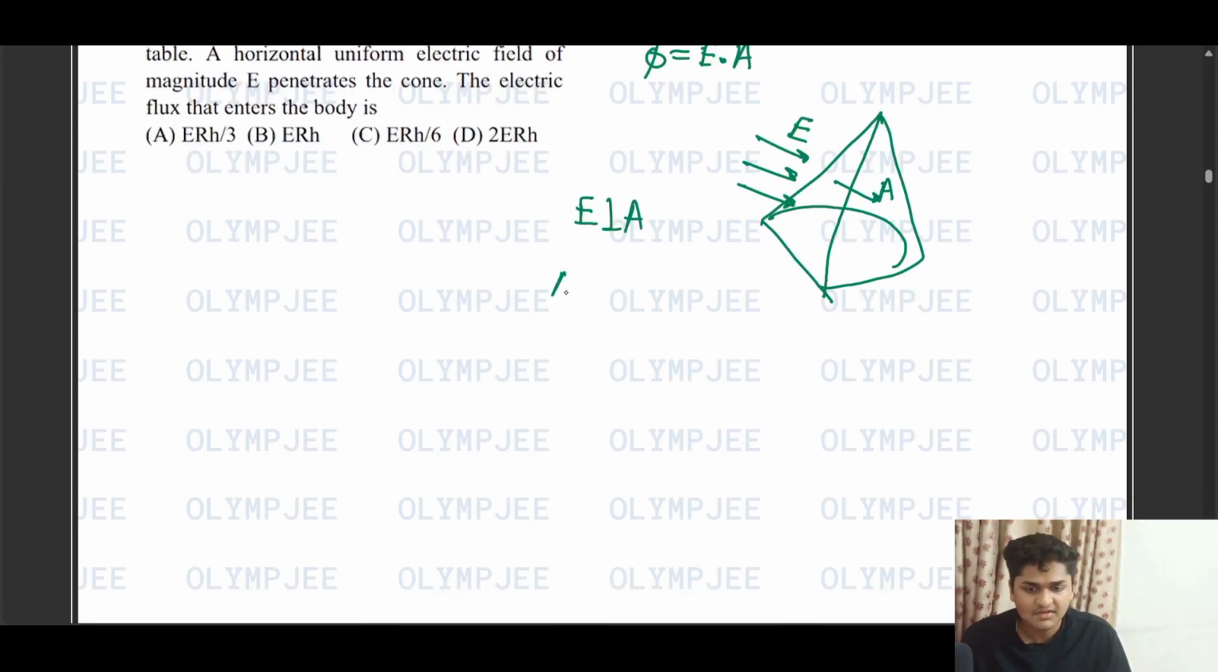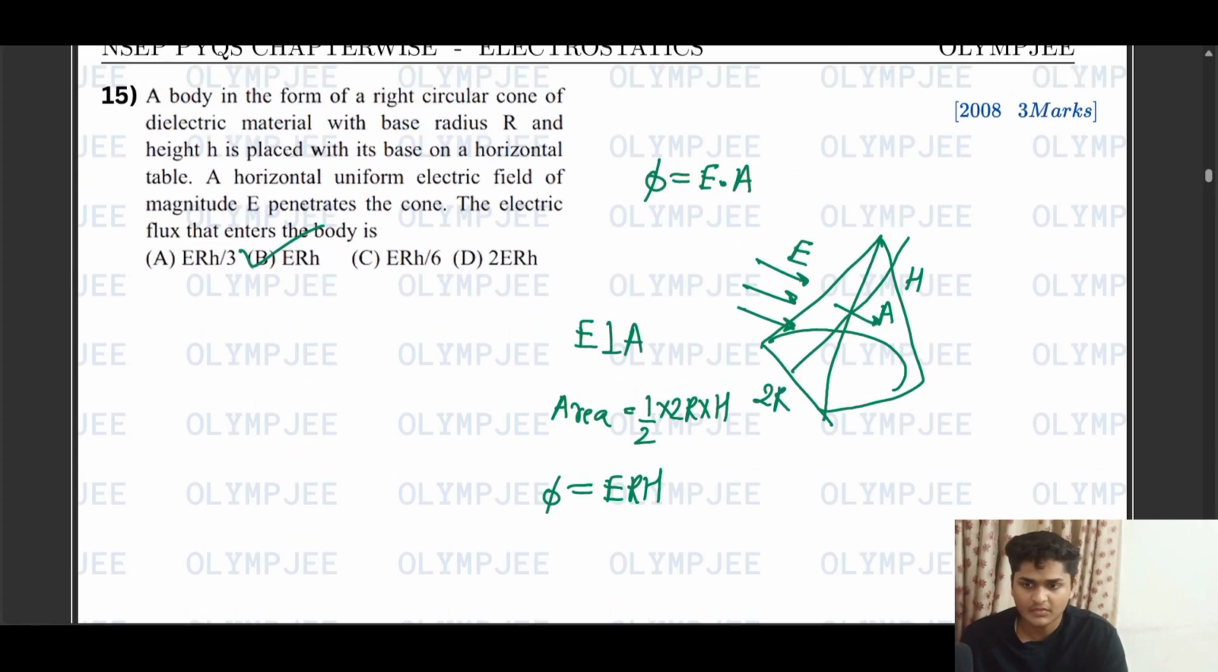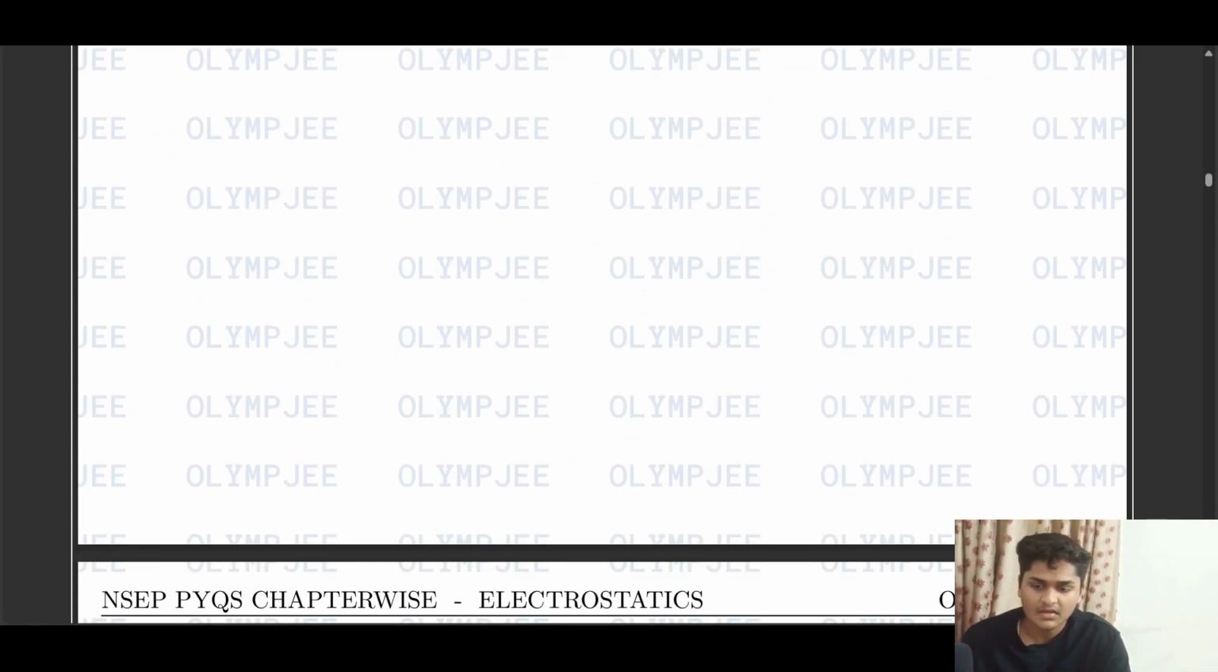So area will be given as the area of this triangle. This is 2r and this is h, right? So area is half into 2r into h. So flux is E r h, which is option B. So question 15 has answer B.